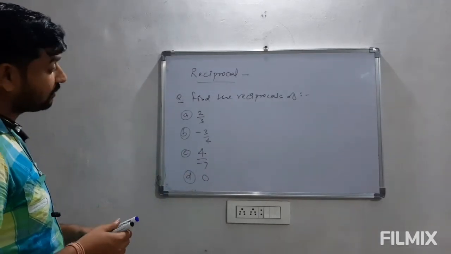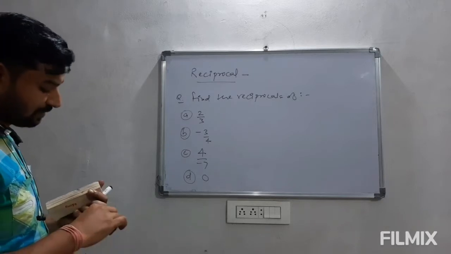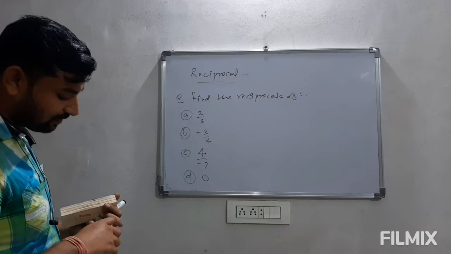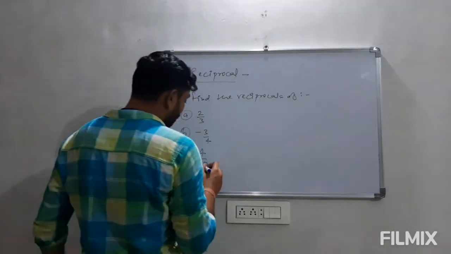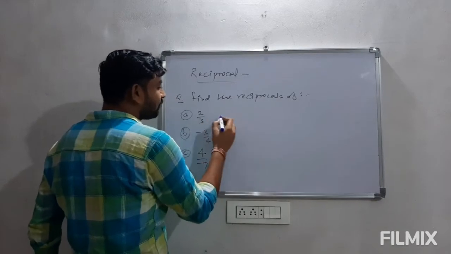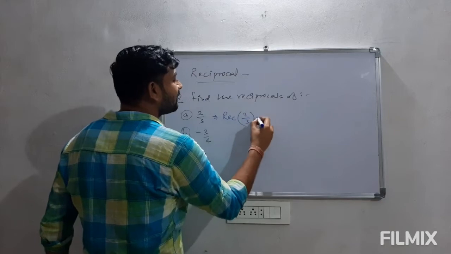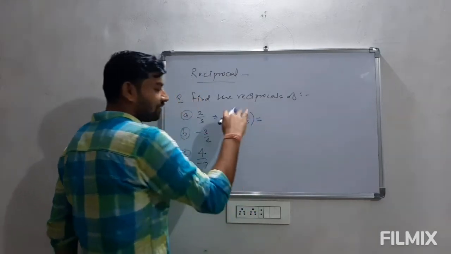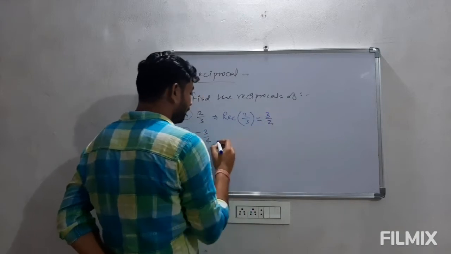Let us discuss this question. We have to find the reciprocal of the given rational numbers. First, all these numbers are rational numbers, as we discussed about 0 also. So if we talk about the reciprocals, we can write the reciprocal of 2/3 by just reversing the numerator with the denominator, so it will be 3/2.